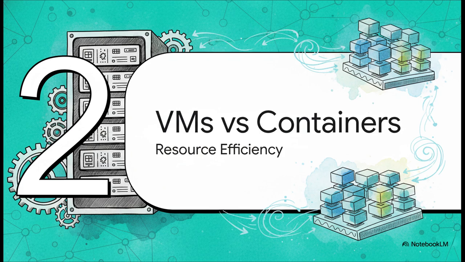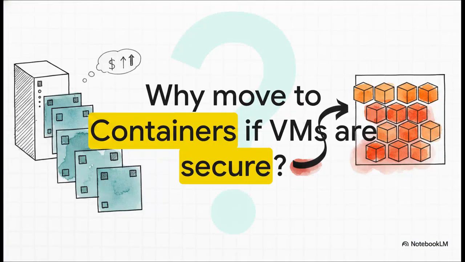Moving right along to Section 2, let's really break down virtual machines versus containers and understand their resource efficiency. Now, you might be wondering, if virtual machines are so rock solid and secure, and they definitely are, why are we even bothering to move to containers? Well, think about our AWS EC2 instances, which are essentially just virtual machines in the cloud. Even with those VMs, we realized we were still wasting space.